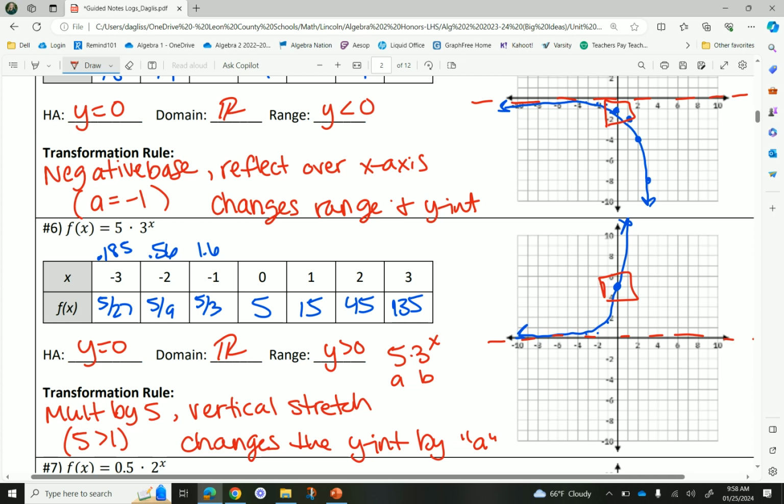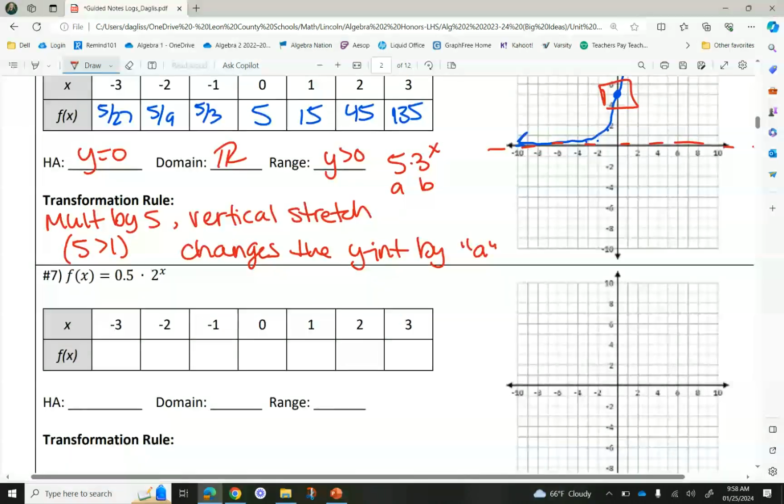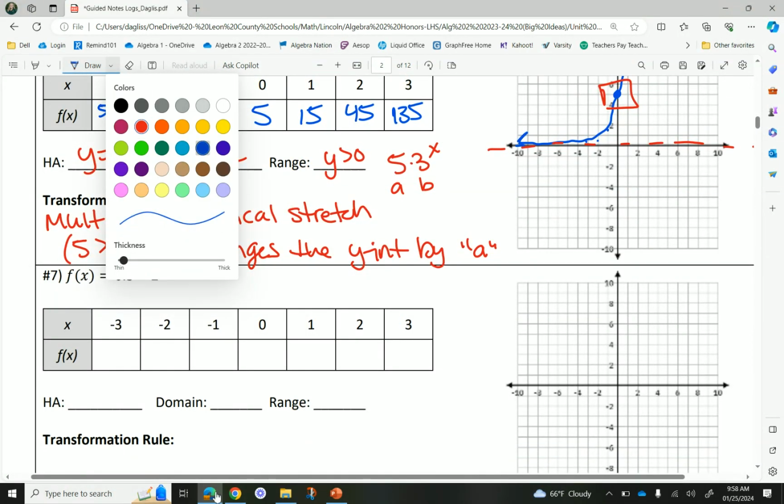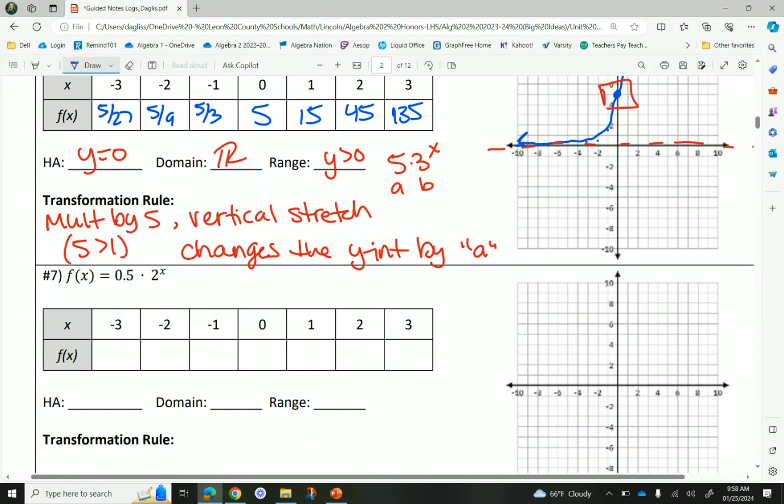A vertical compression. Shrink, compression. Let's see if you're geniuses. You probably are. So how about 0.5 times 2 to the power of x? So now 0.5 is our a value. 2 is our b value. So what do we get with an exponent of -3?